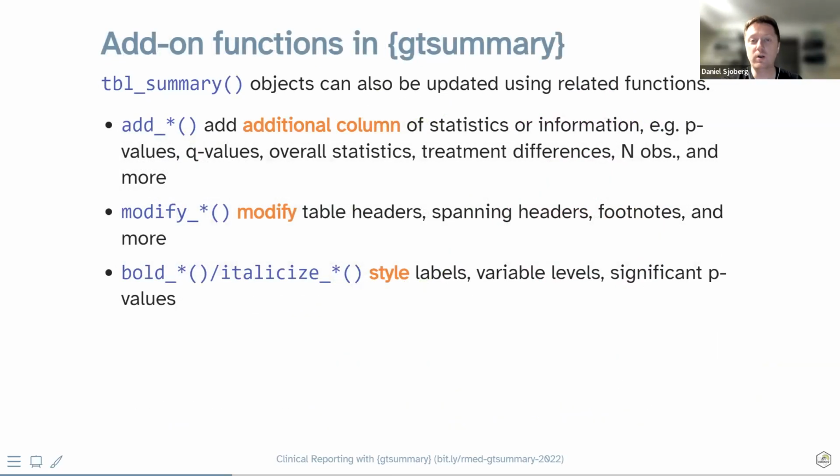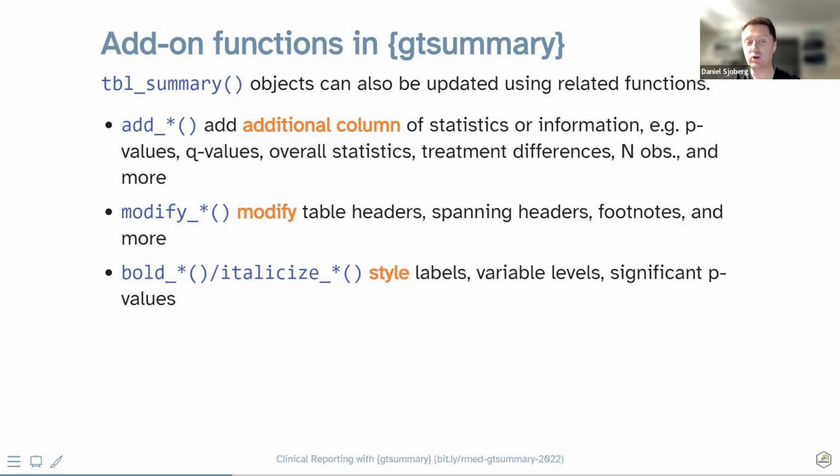Okay, so one lovely thing about gtsummary is that the functions can stack on top of one another. And I think this actually makes it quite powerful and quite extendable as well. So there's this class of add underscore functions that are going to add additional information, like additional columns of statistics. So you can add p-values, q-values, overall statistics, treatment differences, number of observations, and many, many more things. So we're going to introduce you to some of these add family of functions.